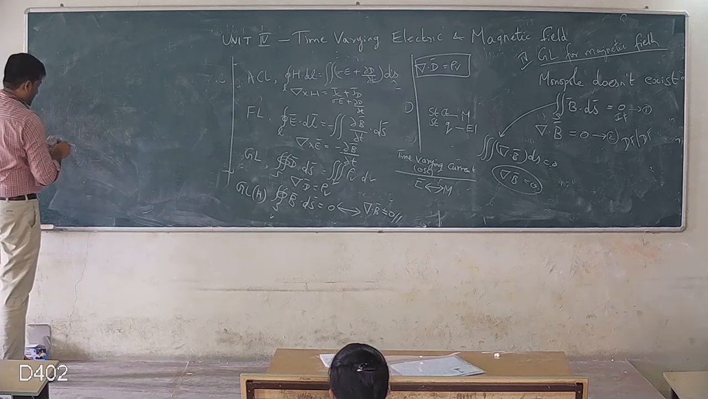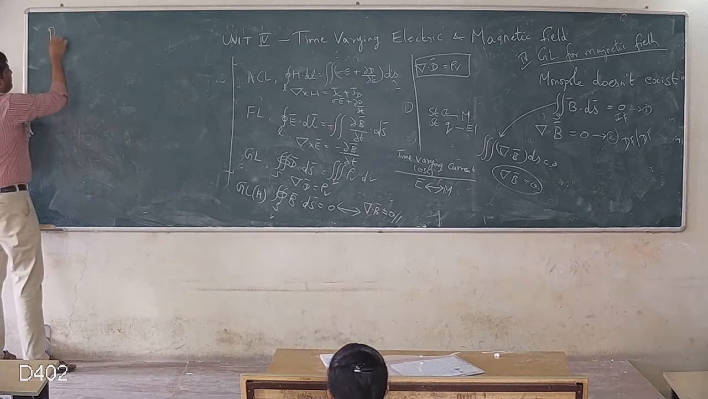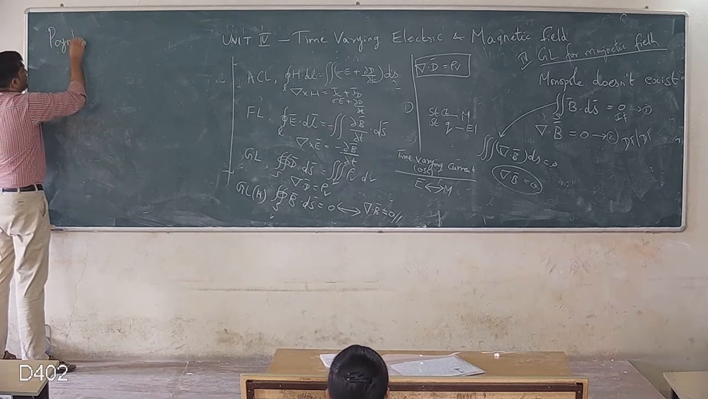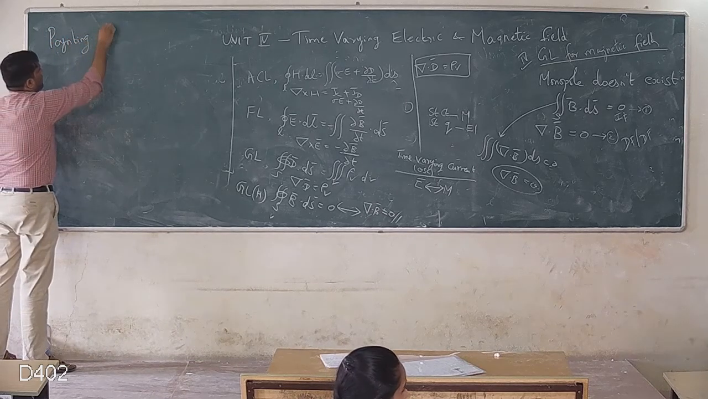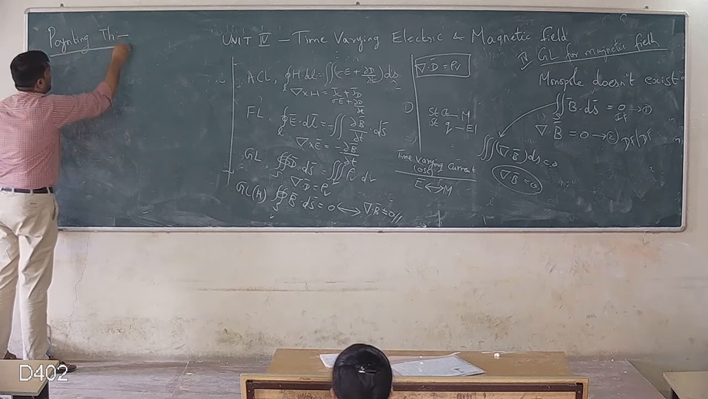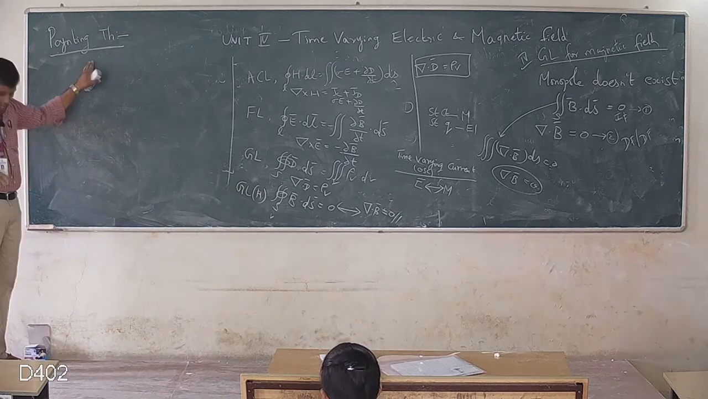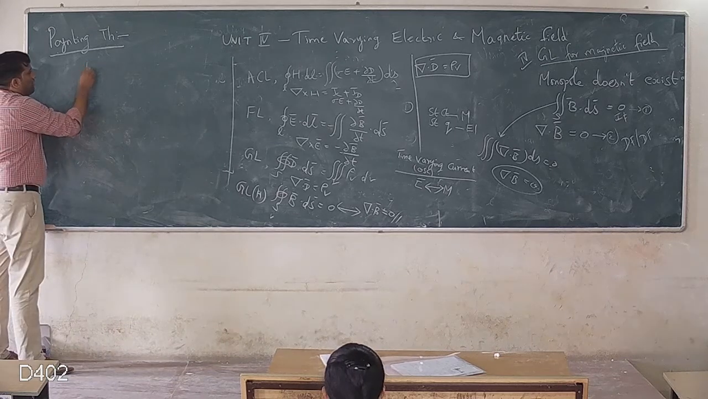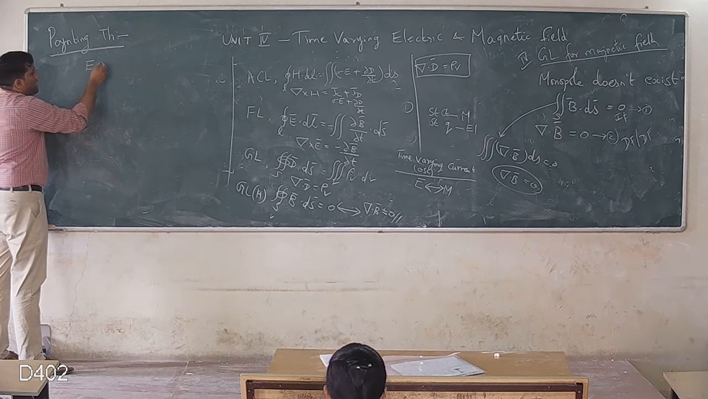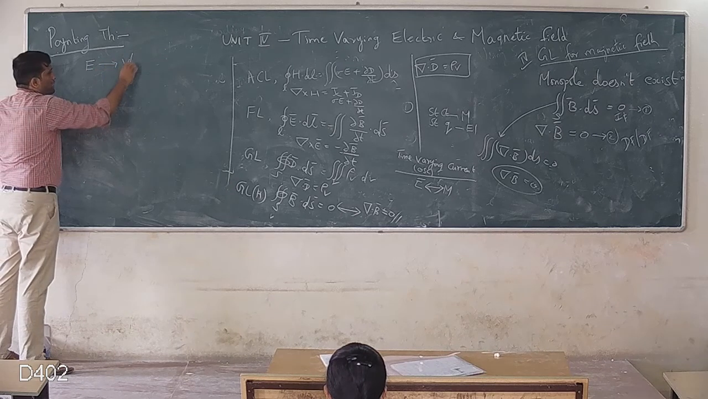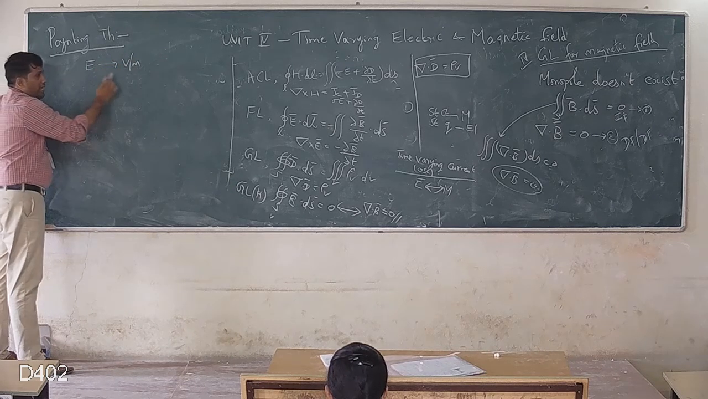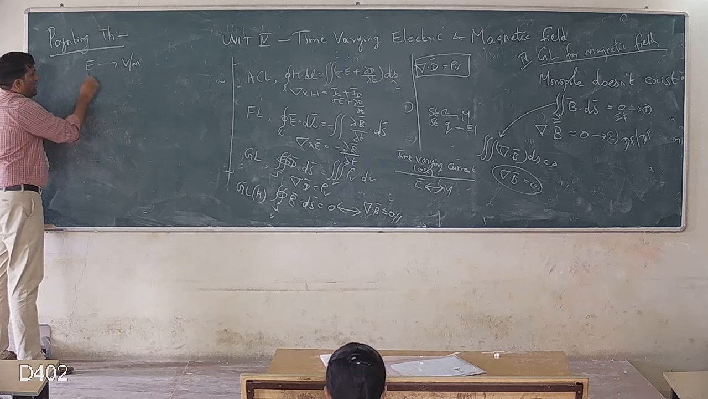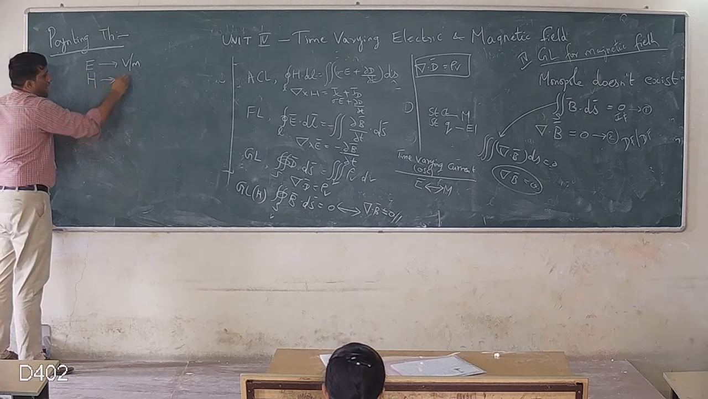So the next topic is Poynting theorem. Before understanding the Poynting theorem, let us understand some important facts. If I take E, E is nothing but electric field intensity in terms of volt per meter. If I take H, H is nothing but amp per meter.